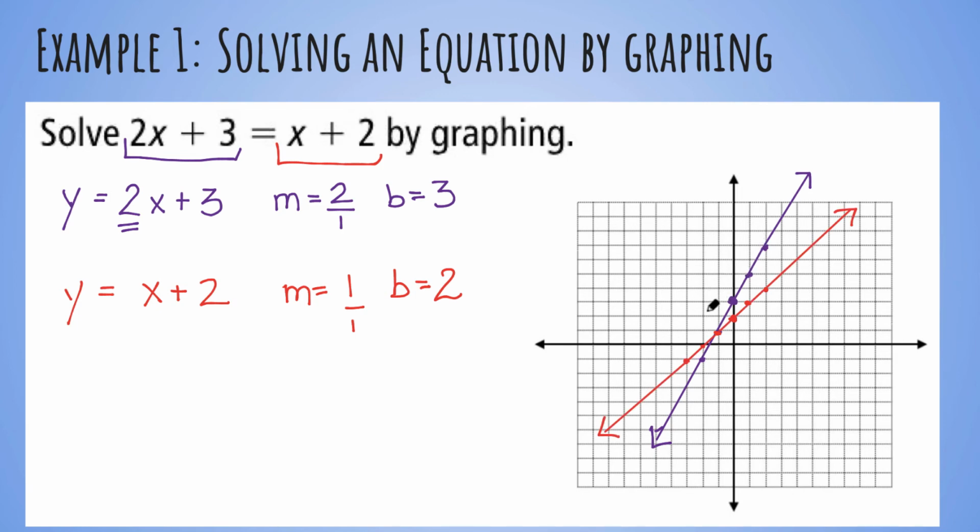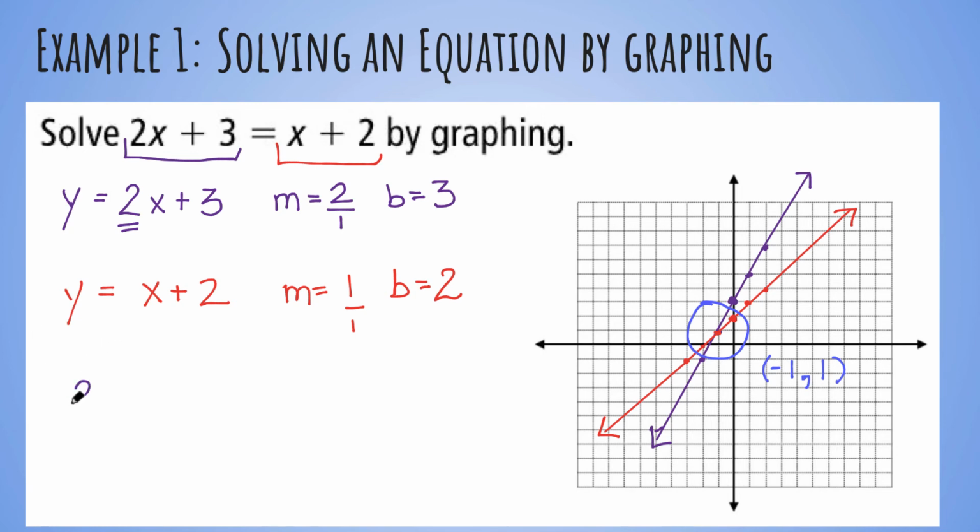Okay, so then we can see, looking at the two graphs, we're looking at the point of intersection. And if we look to see the intersection point, it looks like it's happening at -1, +1. So x is -1, y is +1. So the x value that will make this statement true is -1. So let's check that and see if that's true.